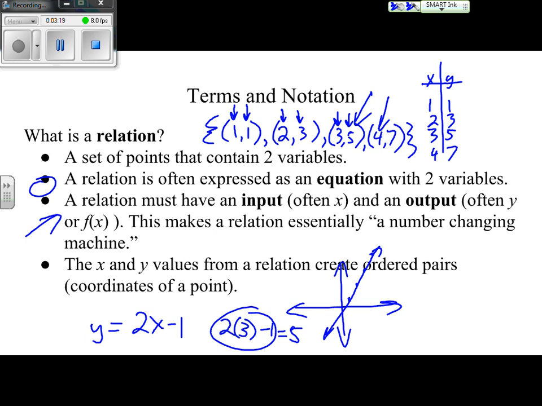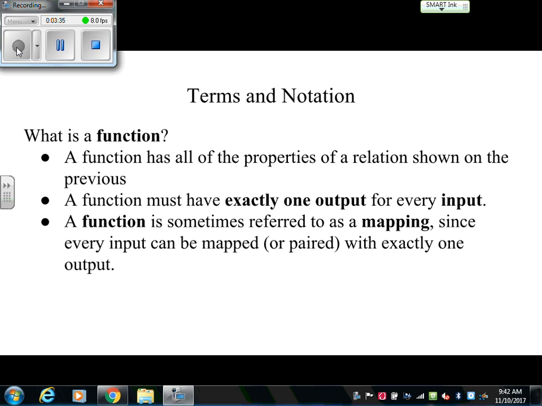Again, as we saw before, the x and y values from a relation create ordered pairs, which are coordinates of a point. And again, we can put those on a graph, or we can just make a list of those, or any of those sorts of things. All right, so let's look at now what a function is. So what is a function?